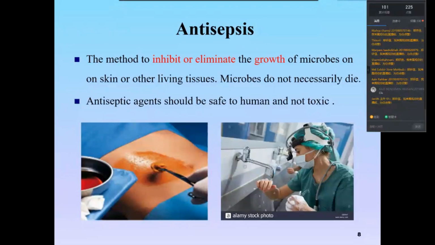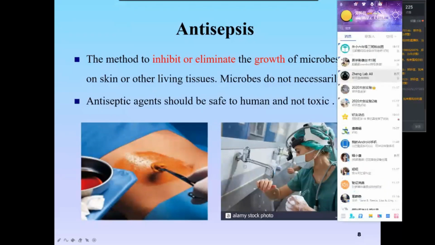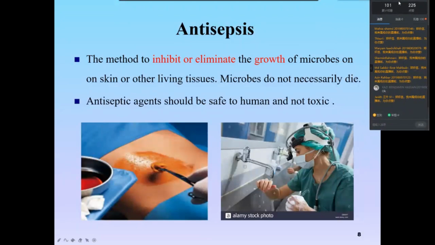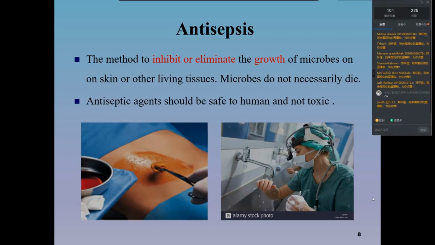Antiseptic agents should be safe to humans and not toxic. No surprise, it's easy to understand, because you are applying the chemical to the skin. You don't want to poison the skin. You don't want to destroy the skin. So it should be safe to human skin and not toxic. This is the third concept. Another one is asepsis.